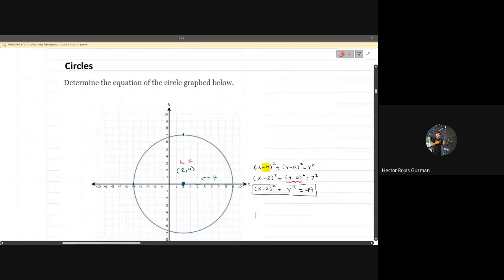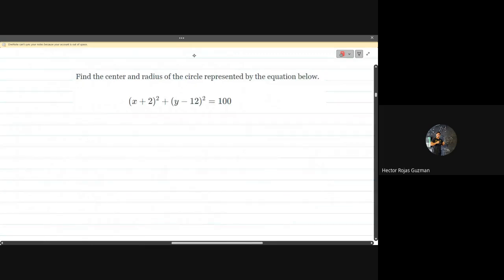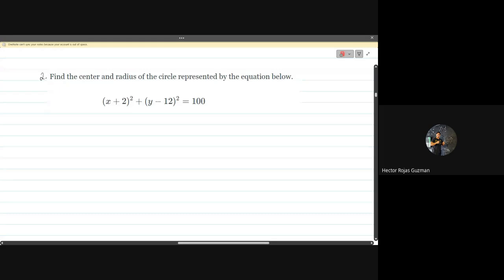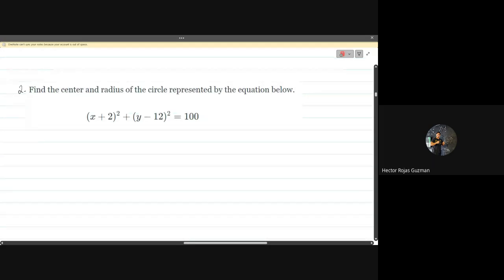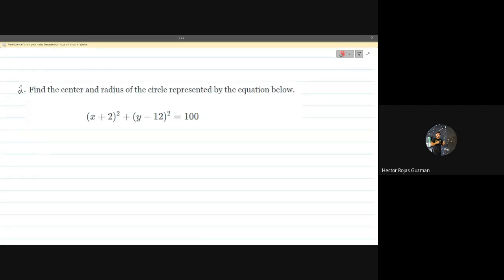Another example. Number 2. Find the center and the radius of the circle represented by the equation below. Okay. Here's, I guess, the step-by-step on how to do it. I'm going to start by writing x minus something squared plus y minus something squared equals something squared. Now, I know my formula is supposed to have a negative, like automatically.